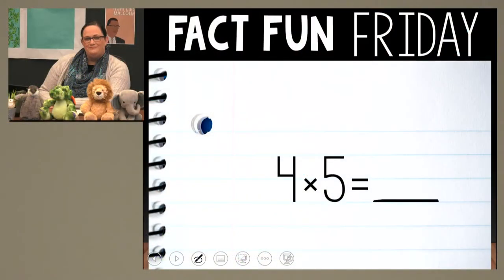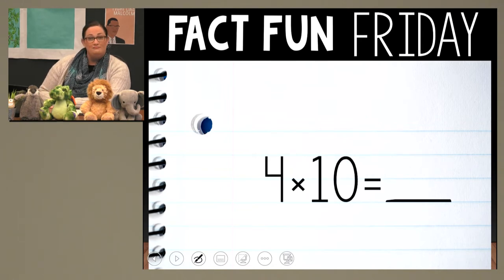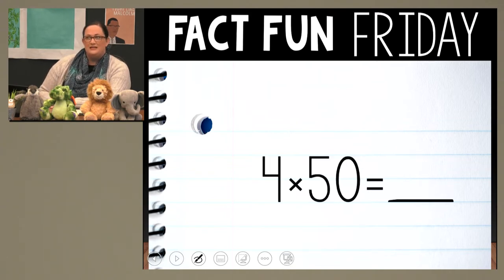All right, friends, let's get going with our Fact Fun Friday. What is 4 times 5? If you said 20, you are correct. 4 times 10? 40. 4 times 50? Well, if I know 4 times 5, I know 4 times 50. 4 times 5 is 20, then 4 times 5 tens is 20 tens, which is the same as 200.